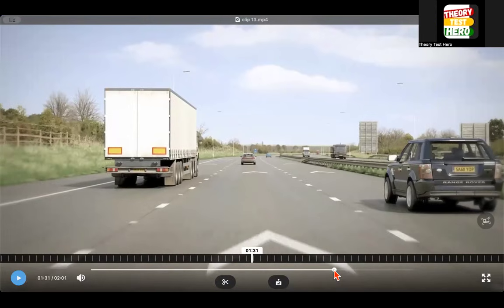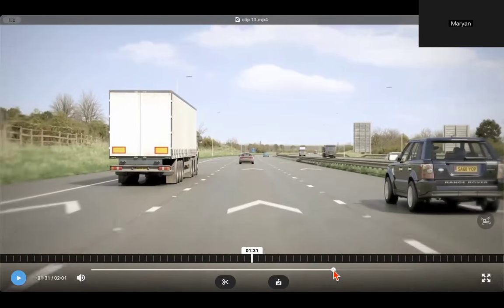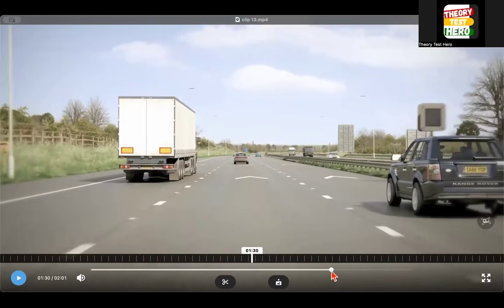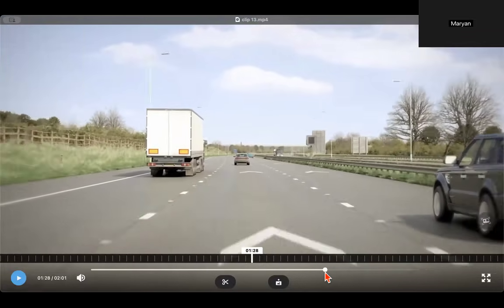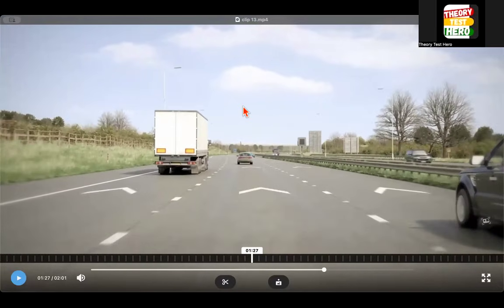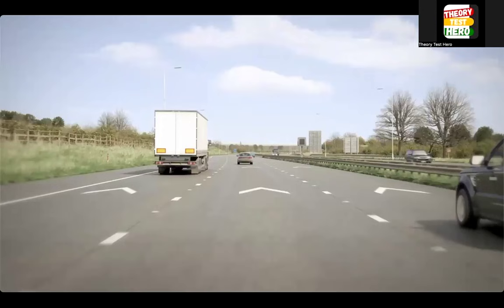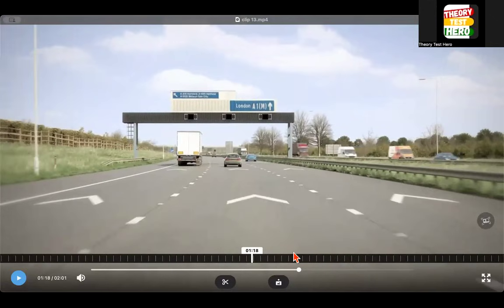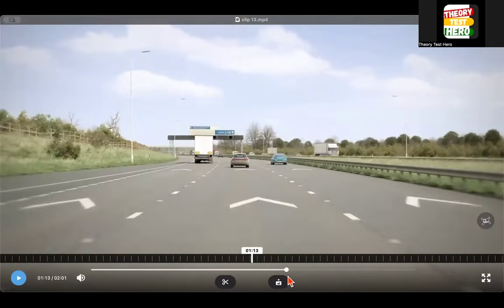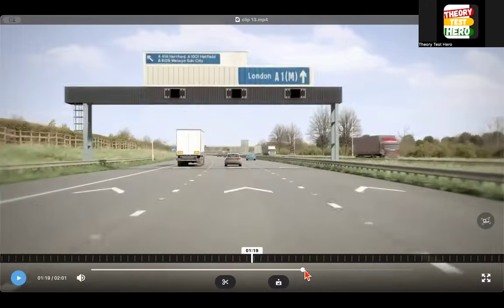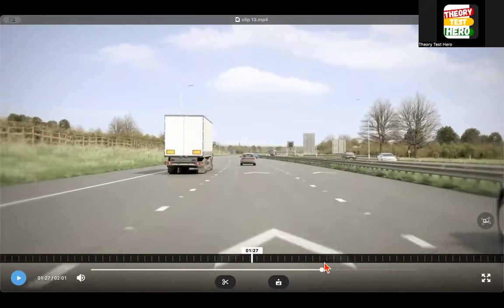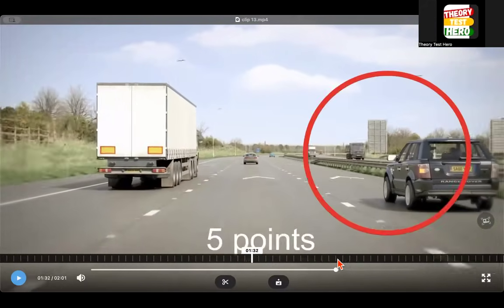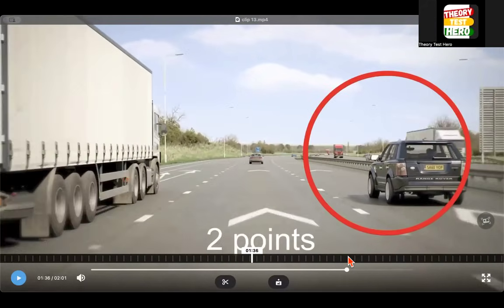Where should they be right now? In the middle lane, or left lane? They should be in the left lane. Remember the question: what lane should you get into before you reach your exit? Left lane. You've come across that question before, and the answer is left lane. From this distance, behind the lorry, they should already have been in the left lane, signaling left, and then coming off. But they've decided to do it from all the way over here.